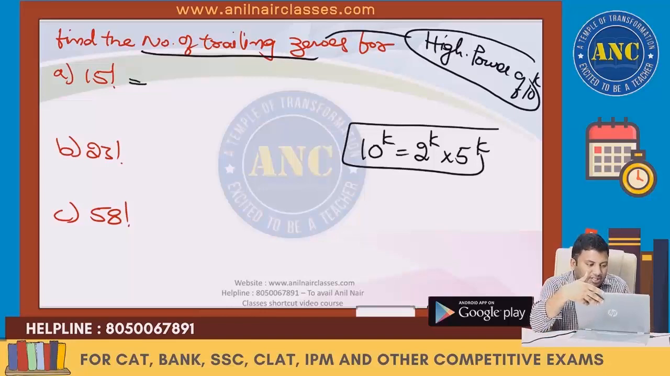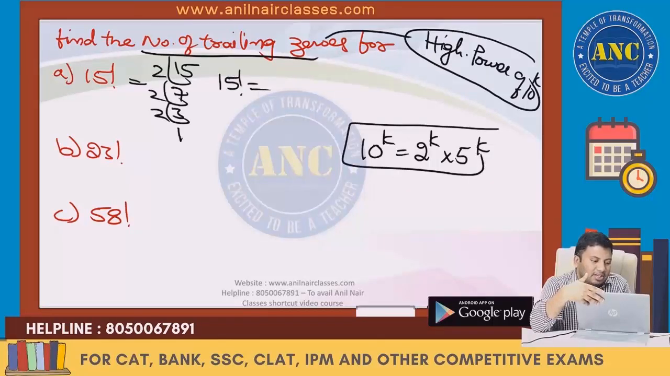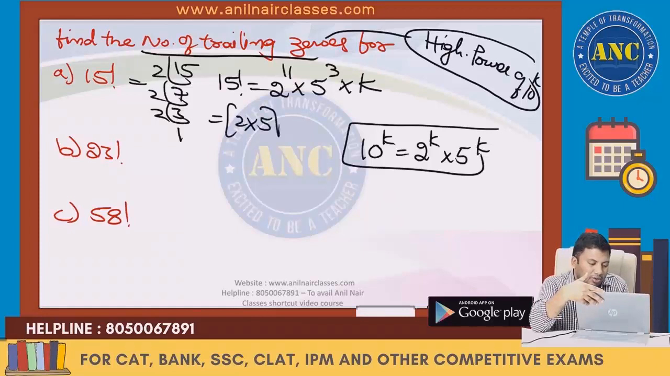15 factorial has 2 power 11, and 5 power 3 into k. So this is nothing but 2 power 8 into 2 power 3 into 5 power 3 into k. So the answer for this question is 3.